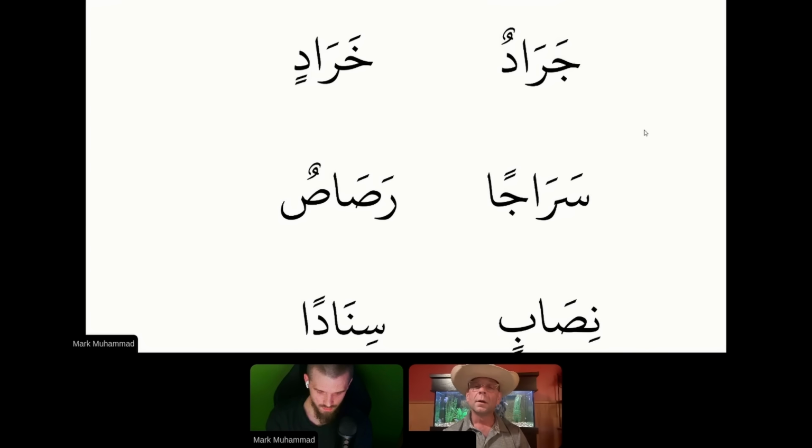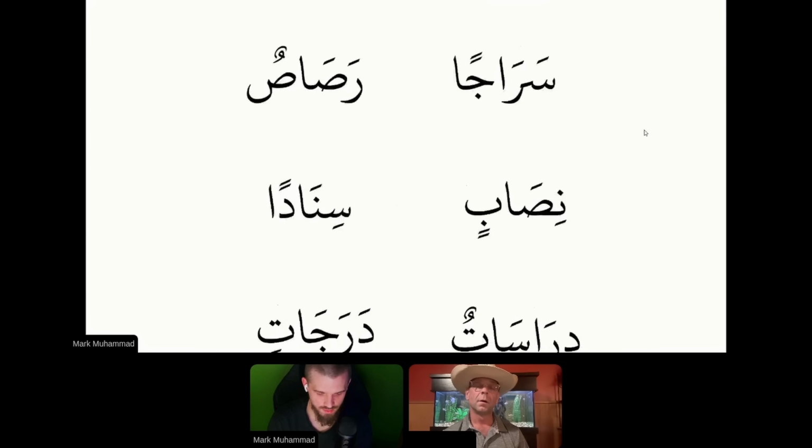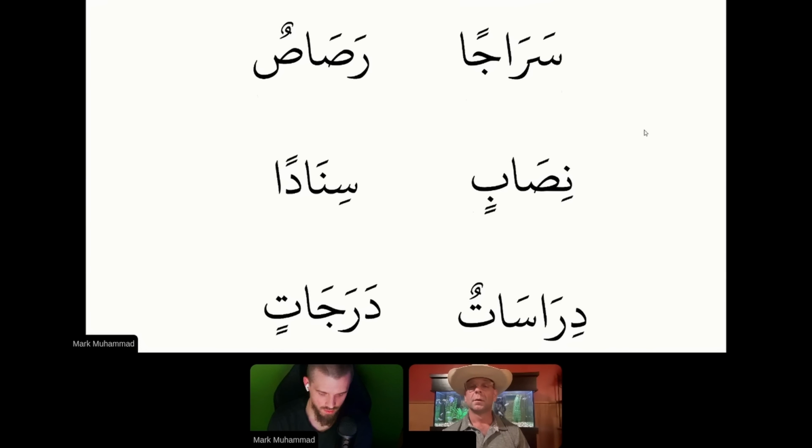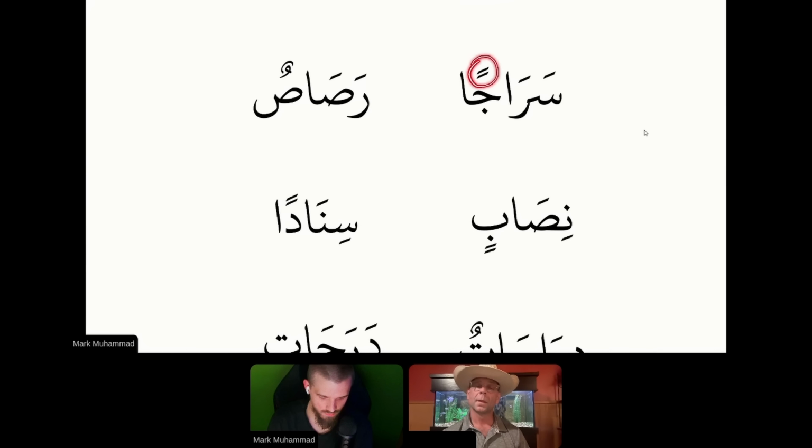Okay, what's this one? Jaradun. Good. Kharadin. Yes. Okay, just in case you don't remember, on most of the letters, whenever we finish with this symbol, which is the two fathas, fathatain, there's going to be an alif here. Not on every single letter, but on most of the letters.